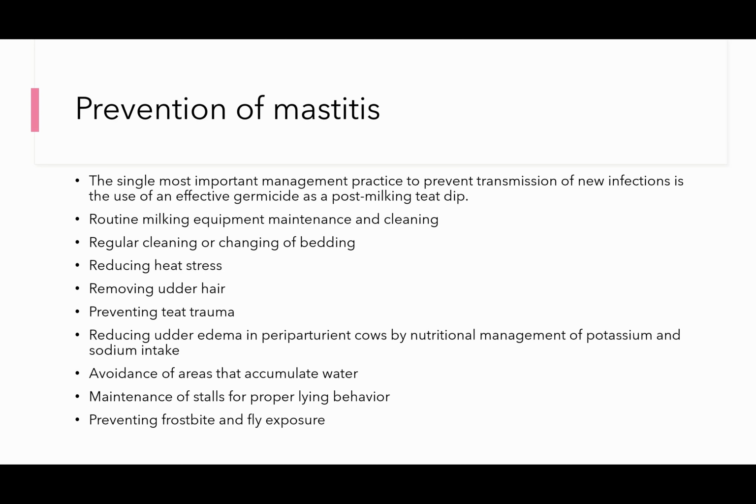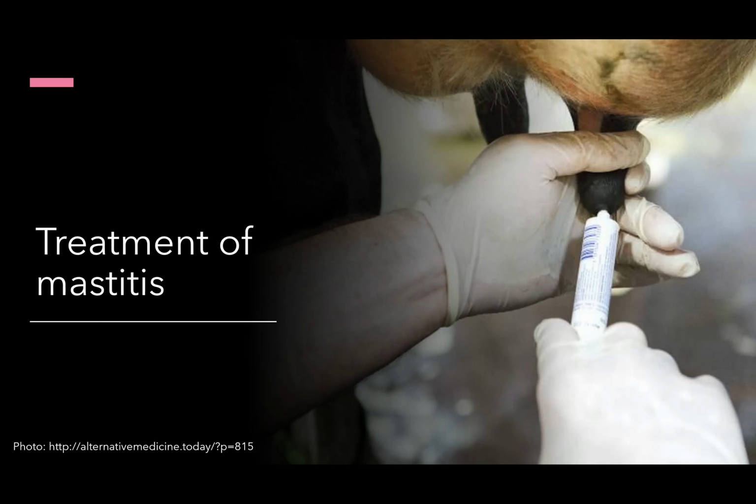And routinely cleaning the milking equipment and maintaining that equipment is necessary. Routinely cleaning bedding. If an animal has this bacteria in its teat, its milk, it lays down on bedding, gets up, another cow comes and lays down, it can easily transmit the disease. Treating and removing the udders, avoiding areas that will accumulate water, that can be a problem for the bacteria, maintaining the stalls, and then preventing frostbite and fly exposure. All of these can help prevent the incidence of mastitis.